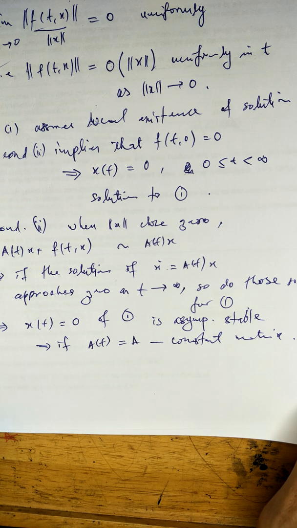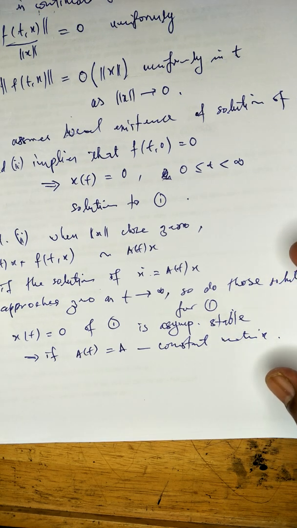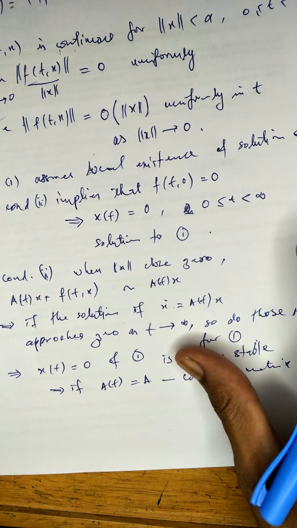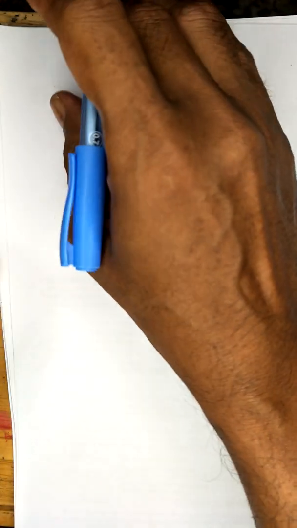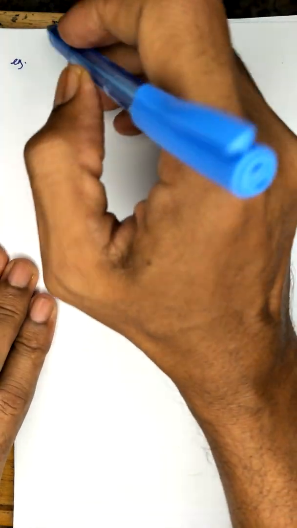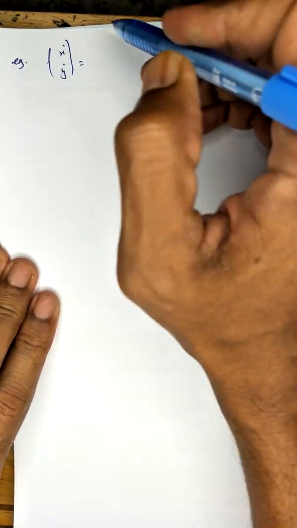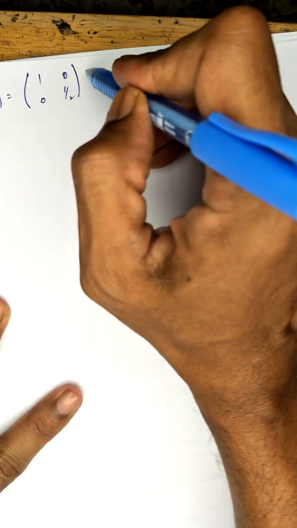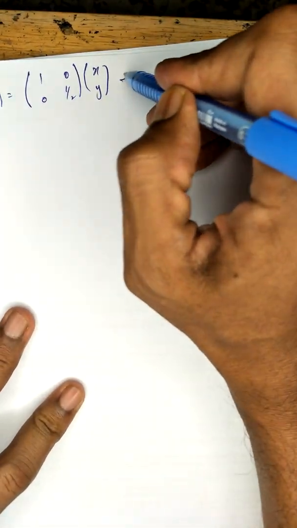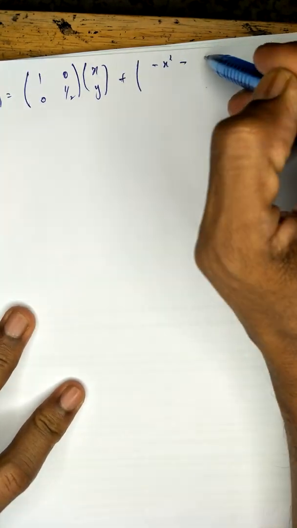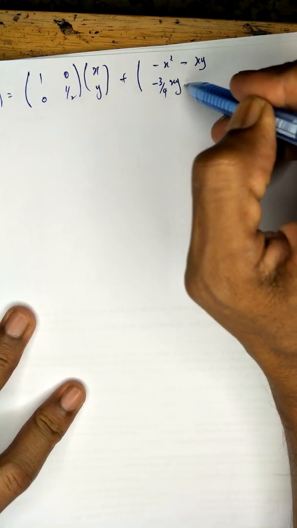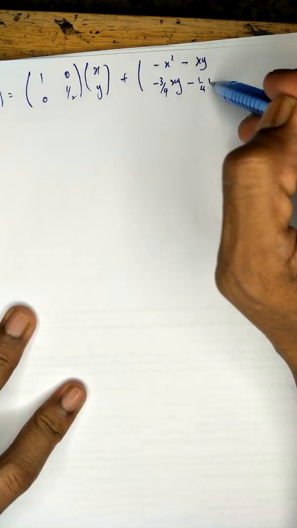Now, relating to this assertion, I would like to give a quite simple example. So let's see this example. We consider x dot, y dot equal to the matrix [1, 0; 0, 1/2] times (x, y), plus the nonlinear terms: minus x squared minus xy, minus 3/4 xy minus 1/4 y squared.